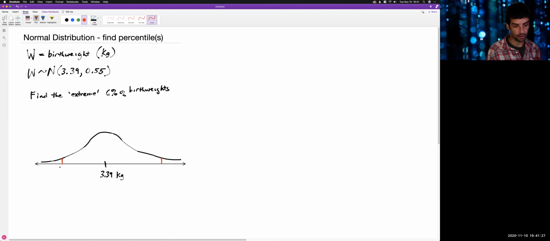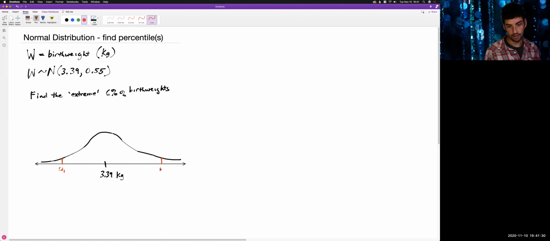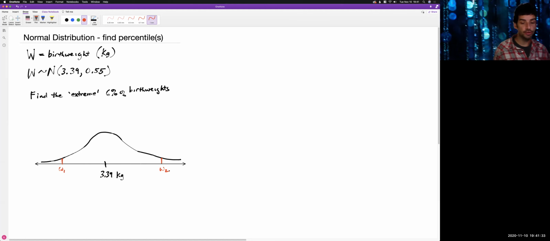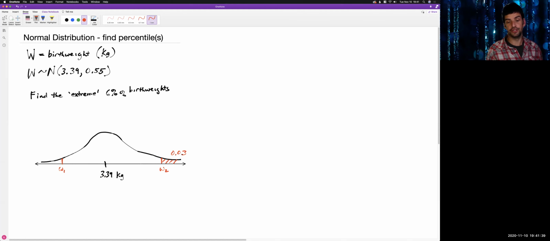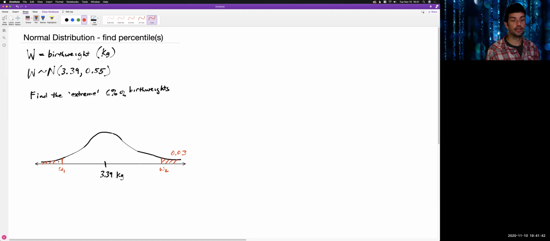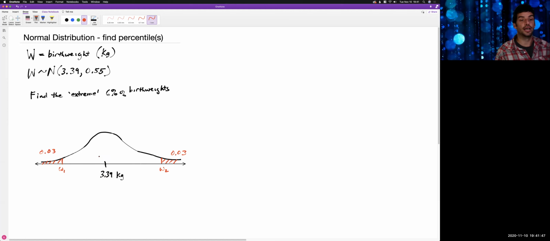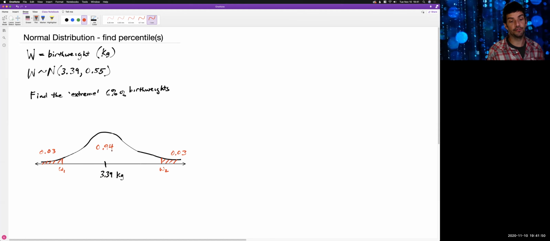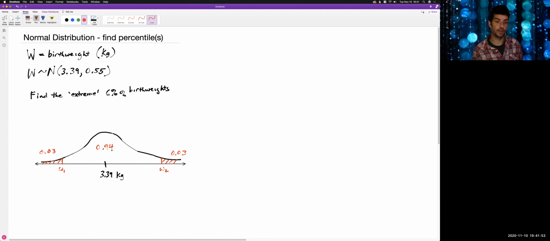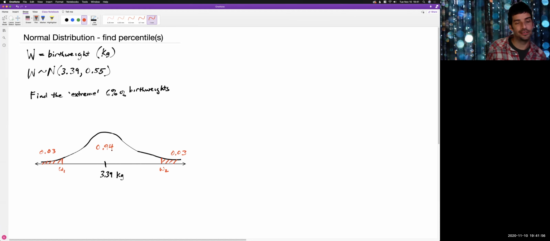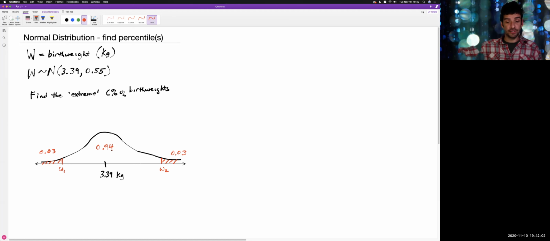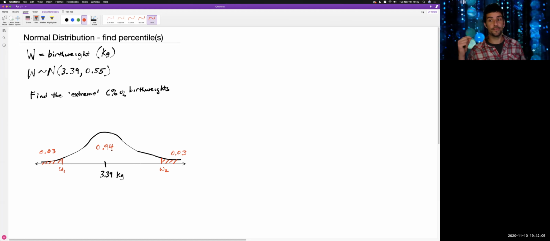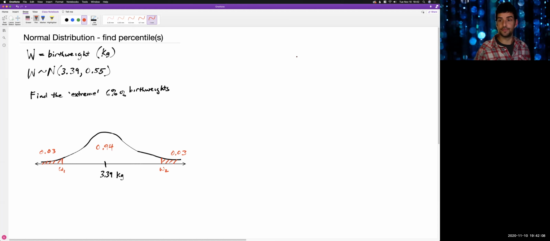are two birth weights. I'll call them birth weight 1 and birth weight 2, W1 and W2. And what I want is that the area above W2 is 0.03, and the area below W1 is also 0.03. So obviously there is 0.94 in between the two of them. Okay, so that's what I mean by the extreme 6% of birth weights. So when we're done with this, we'll say the extreme birth weights are above such and such kilograms and below such and such kilograms.